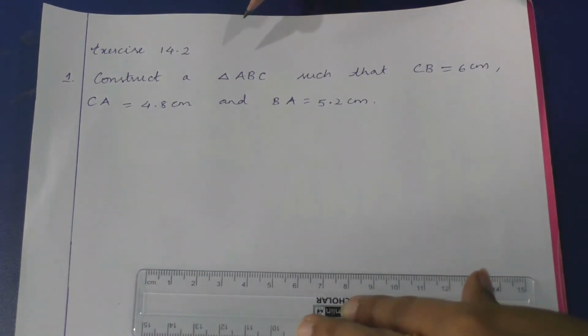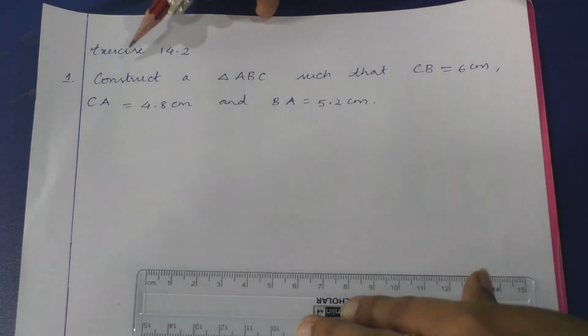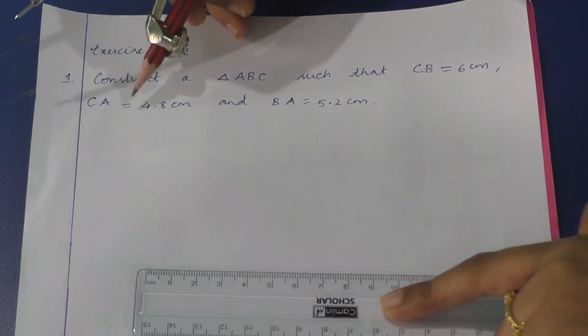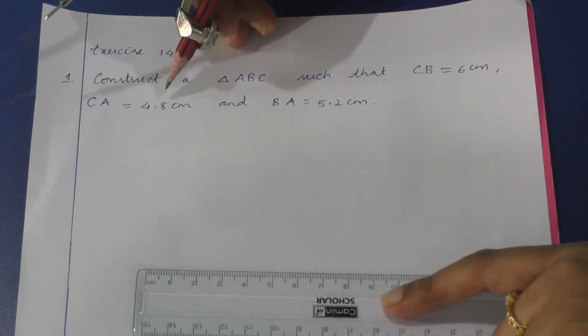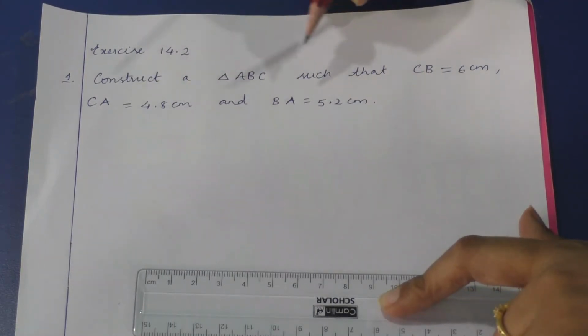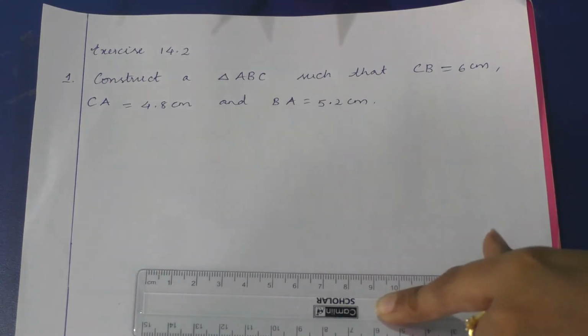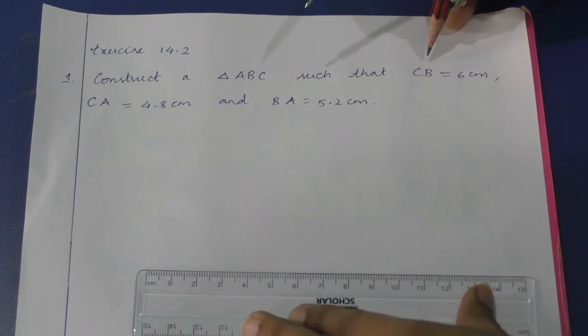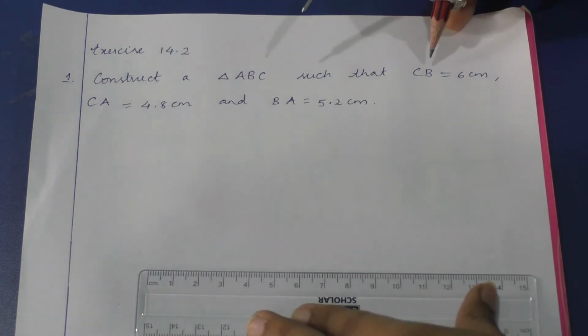First, the construction of a triangle when the length of three sides are given. Okay. So here I have a question. Construct a triangle ABC such that CB is equal to 6 cm, CA equal to 4.8 cm and BA equal to 5.2 cm. Okay. So let's start with one of the lengths, that is CB.